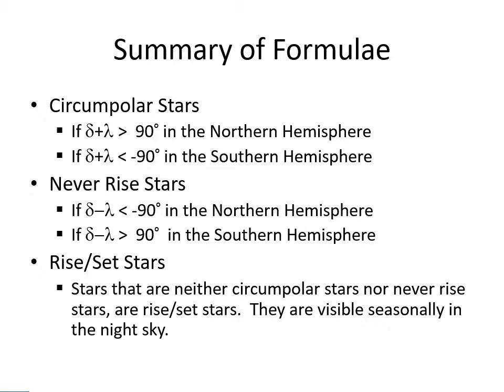In previous lectures, we derived the relationships for circumpolar and never rise stars. If the sum of the declination and latitude is greater than 90 degrees in the northern hemisphere, the star is circumpolar. If it is less than minus 90 degrees in the southern hemisphere, it is circumpolar. If the difference between the declination and latitude is less than minus 90 degrees in the northern hemisphere, the star never rises. If it is greater than 90 degrees in the southern hemisphere, it never rises.